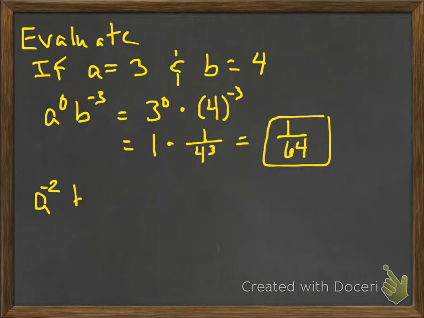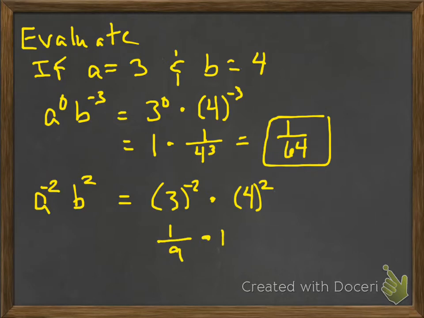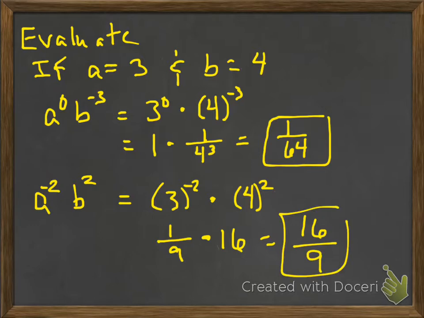Another example, a to the negative 2, b squared. That would suggest 3 raised to the negative 2 power times 4 raised to the 2nd power. Well, 3 to the negative 2 is 1 over 9. 4 squared is 16. And then that times 1/9 is 16 over 9. Again, those shouldn't be very hard, and you can even do them with a calculator.